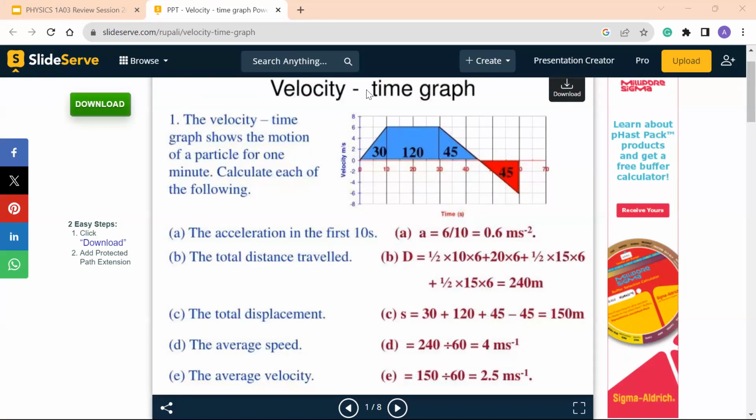Yeah, so it's really similar concepts, but it's just the subtracting or the negative area.